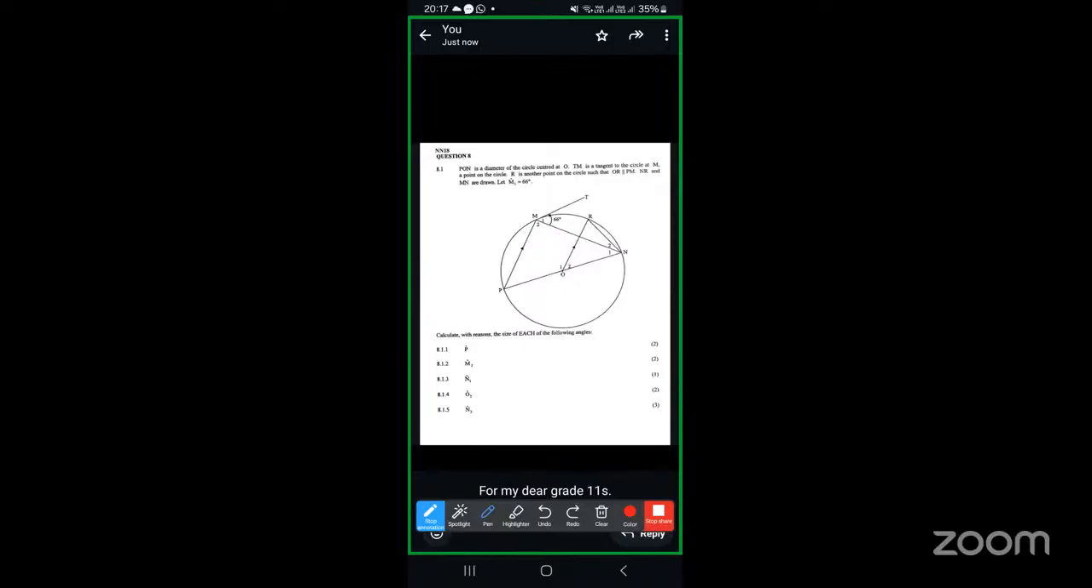Okay, cool. We can go to question 8.1.3. Now we are required to find the size of angle N1, and angle N1 is right here, this one. How do you guys think we can find the size of angle N1? Is there anyone with some idea of how we can approach this problem? Anyone, guys, who can give it a try?